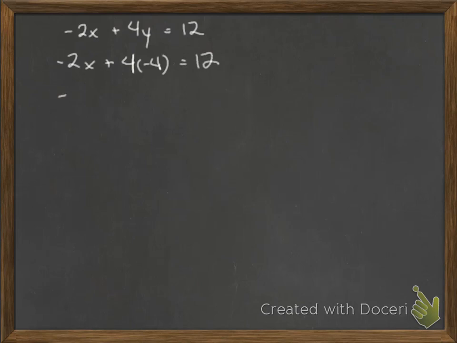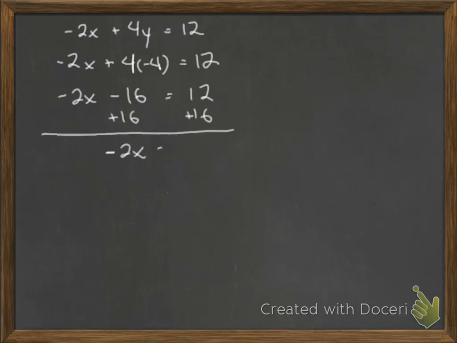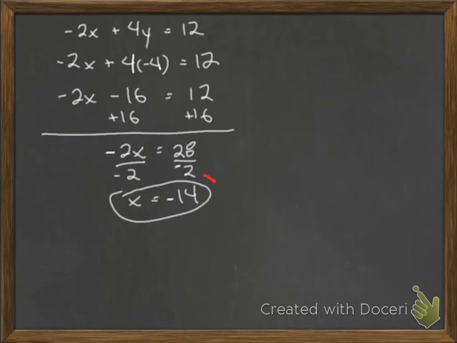I'm going to put in y equals negative 4 for y, and then see what we get for x. Okay, so we have negative 2x minus 16 equals 12. Then we can add 16 to both sides, so we get negative 2x is equal to 28. We can divide both sides by negative 2, and we get x equals negative 14. Again, I'm going to put an asterisk by this because this is probably the wrong answer, right? y equals negative 4, x equals negative 14.